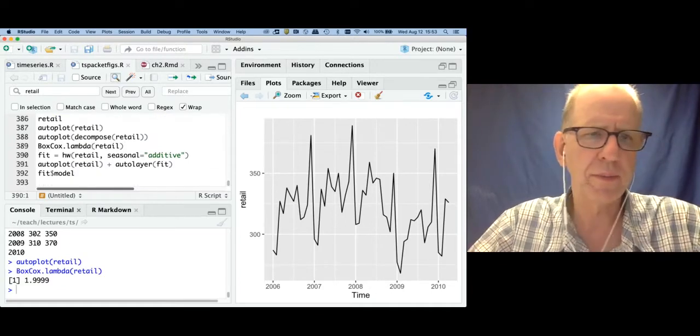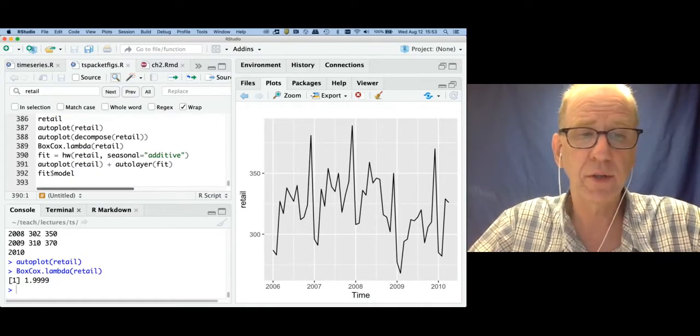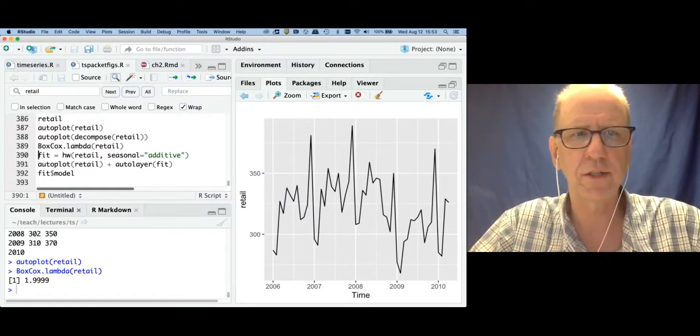Well, I'm going to go look at the Box-Cox value. I don't trust it, so I'm not going to do any transformations on this. I don't think we need a quadratic transformation, which is what that's suggesting.